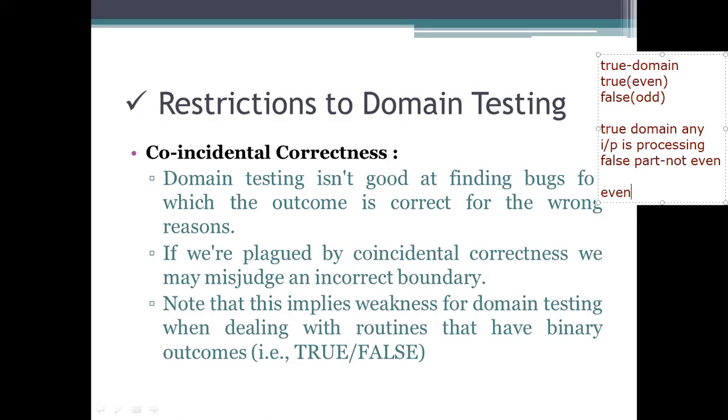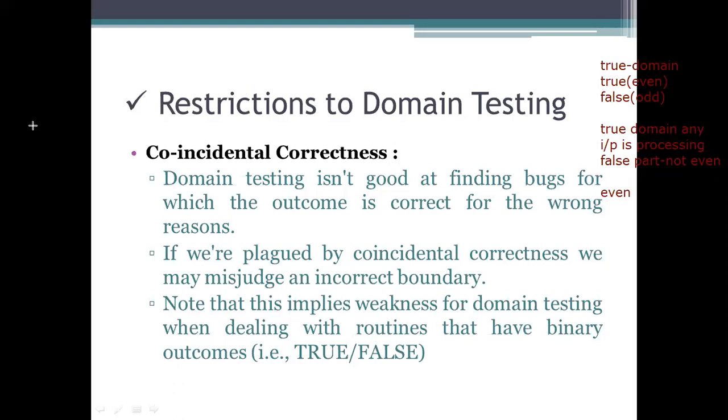How am I going to specify whether it is coincidental correctness or not? There lies the boundary, where even and odd are divided. We need to provide the boundary of access for the true block as well as for the false block. I need to specify which value comes under the true and which under the false, and include all the values into that.